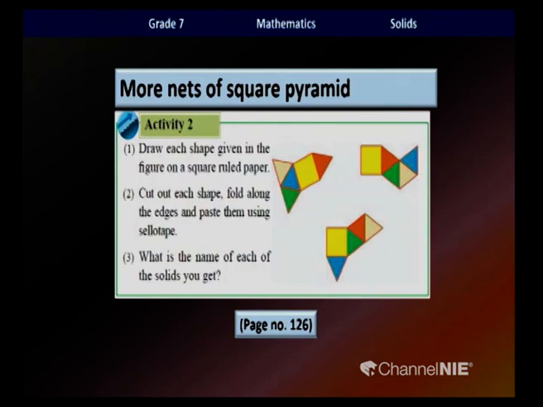Now quickly turn to page number 126 of your textbook. There you have to do a small activity, activity 2. We'll read the activity first. Draw each shape given in the figure on a square ruled paper. Cut out each shape, fold along the edges and paste them using sellotape. What is the name of each of the solids you get?